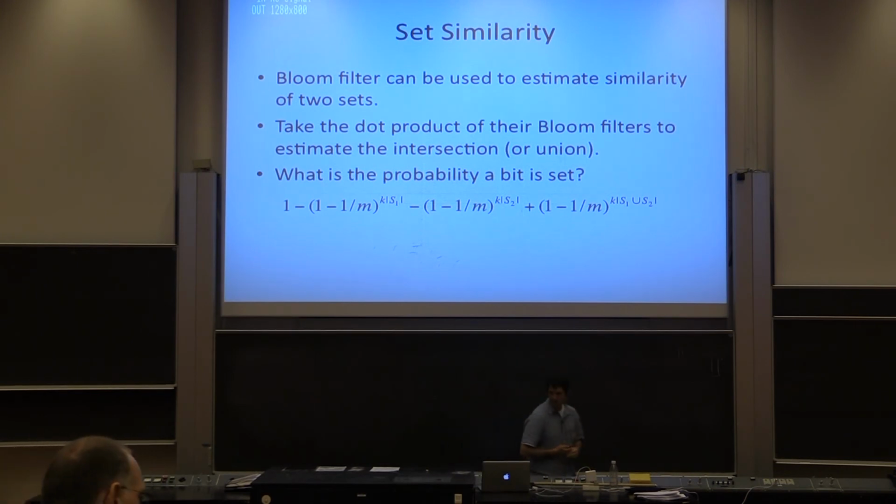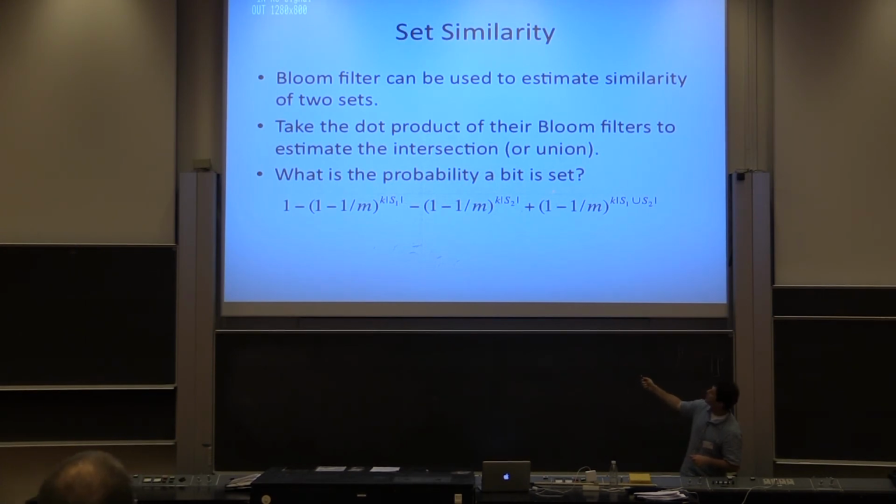In particular, the exercise is to prove the following formula, which is, if I take the intersection, what's the probability that a bit is set? It's 1 minus (1 minus 1 over m) to the power of k hash functions times the size of the first set plus the size of the second set minus the size of the union. Okay, so if I know the sizes of the two sets, I can find, or estimate, the size of their union, and hence their intersection.